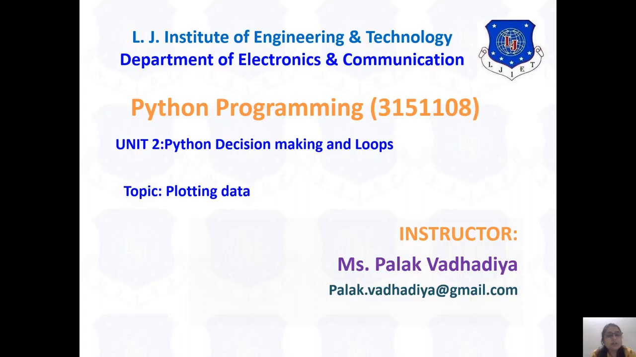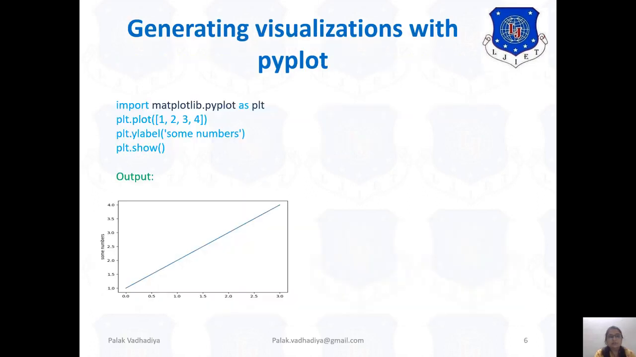Today we will discuss plotting data from unit number 2, that is Python decision making and loops. If you remember, in our last session we discussed one plot. In that plot we simply drew one line using only one axis. Let's do a quick revision of yesterday's session.